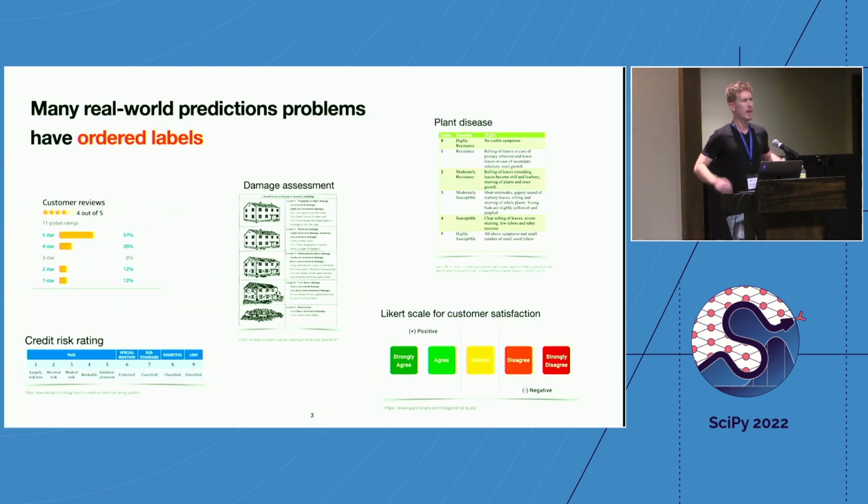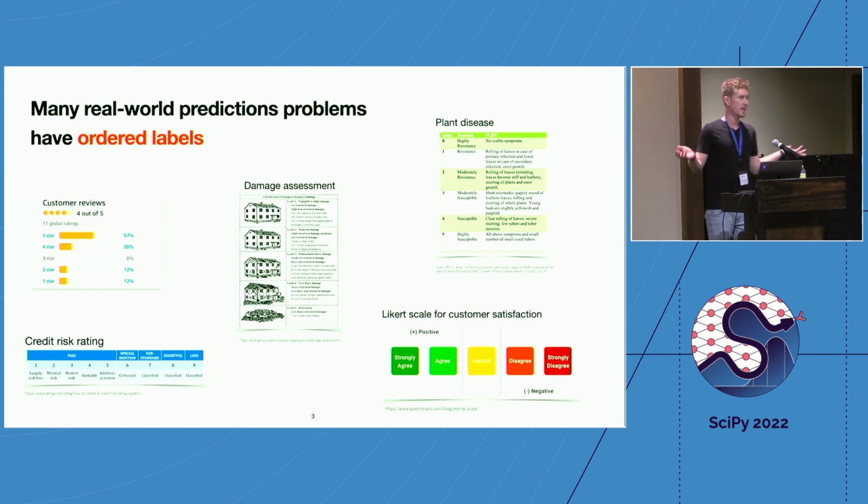So why do we care about ordered labels? Like I just mentioned, there are many real-world problems where we have ordered information. For example, Amazon ratings, where we have 1, 2, 3, 4, 5 stars. Let's say damage assessment. Insurance companies use some rating scale to assess the damage of buildings, for example, or maybe the most popular of all, the famous Likert scale for collecting customer satisfaction ratings.